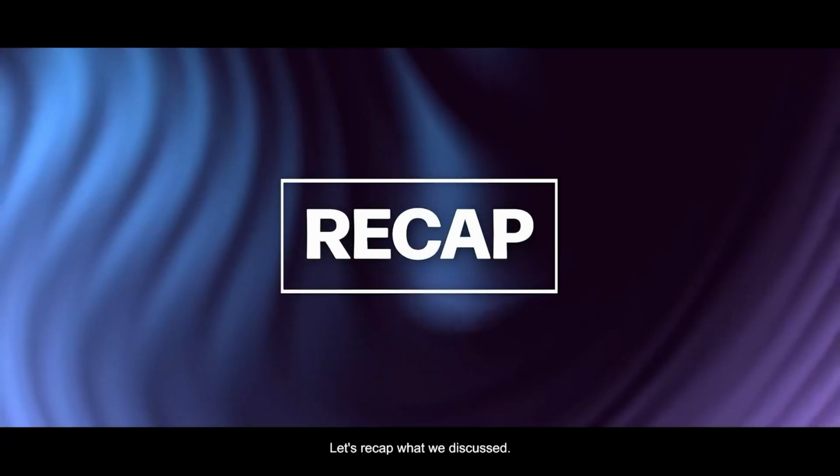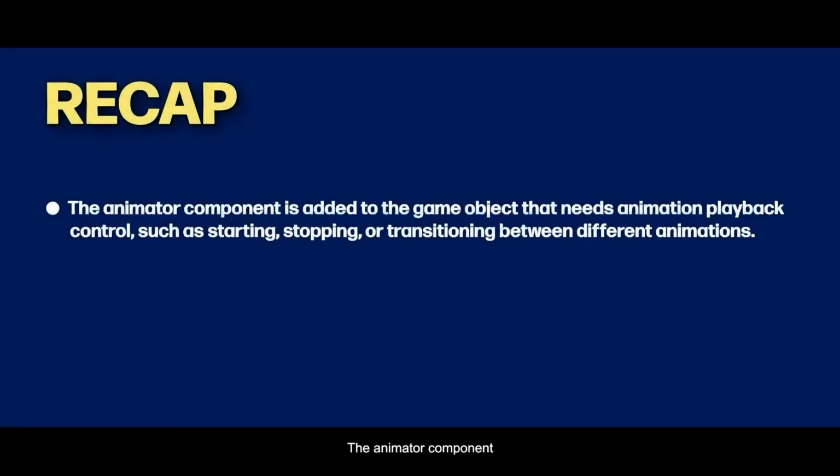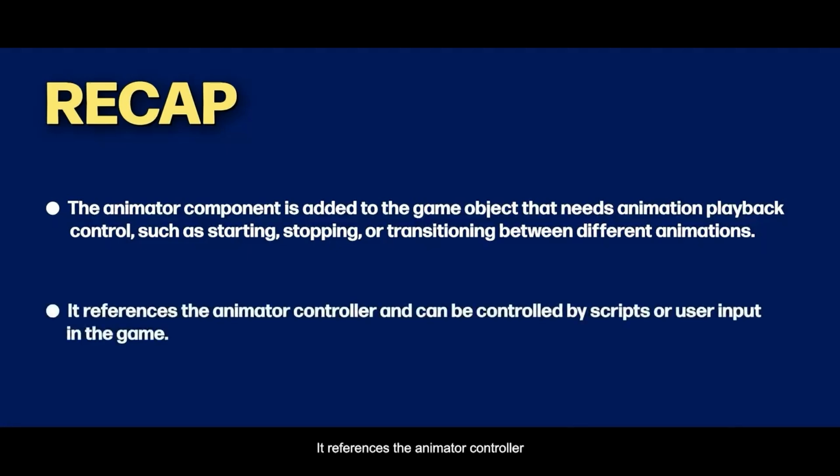Let's recap what we discussed. The animator component is added to the game object that needs animation playback control, such as starting, stopping, or transitioning between different animations. It references the animator controller and can be controlled by scripts or user input in the game.